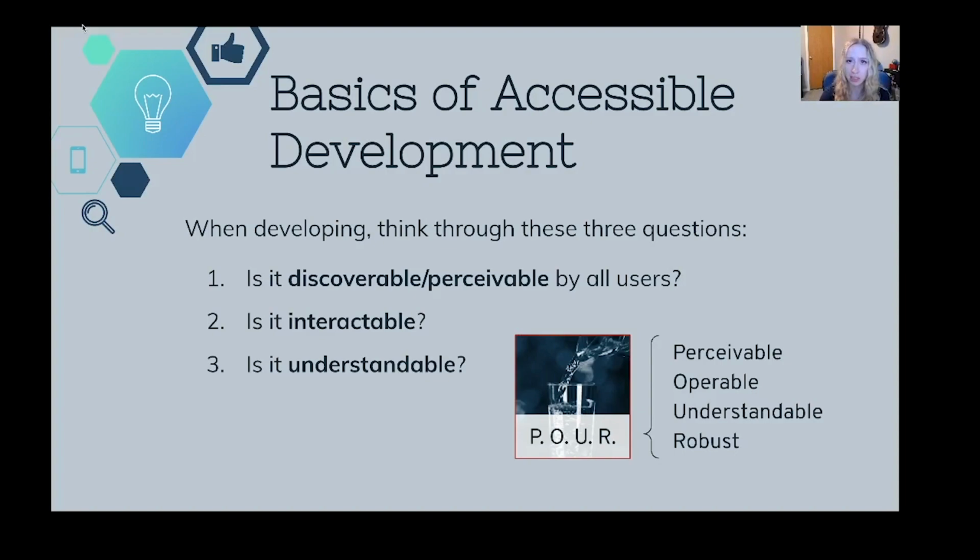Let's talk about some basics of accessible development. When developing, you should think through these three questions. First, is it discoverable or perceivable by all users? Basically, can you see or get to it? Can you easily navigate to it by keyboard or by screen reader? Is it interactable? If you can get to it, how easy is it to actually use once you've focused on the element? Can you interact with the element by keyboard? For example, if it's a button, can you press Enter to initiate the action? Can you use a screen reader to initiate the action?